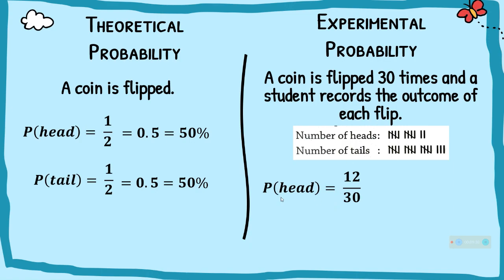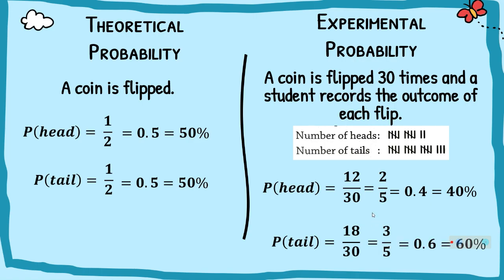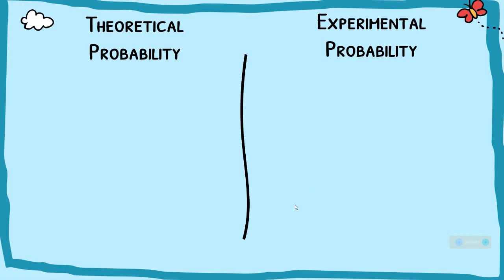From the given result, the probability of head is 12 out of 30, or 2 over 5, or in decimal or percent. The probability of getting the tail is 18 out of 30, so we have 3 over 5, or 0.6, or 60%. So your answer can be in fraction, decimal, or percent. Whichever one you prefer is acceptable.